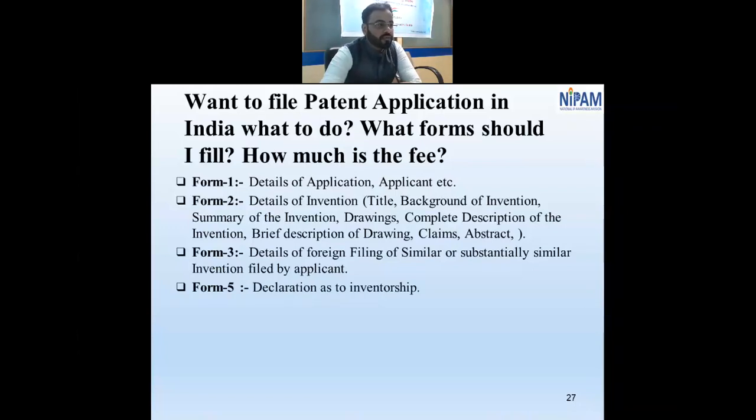Form 5 is basically a declaration of inventorship. So all the inventors who are involved in that particular invention, their declaration is mandatory, and that declaration is made through Form 5.